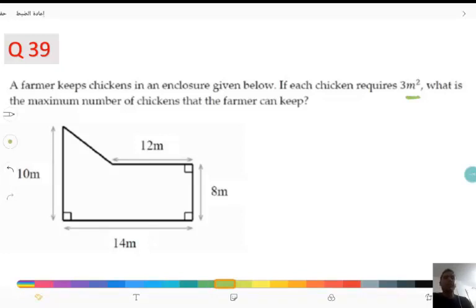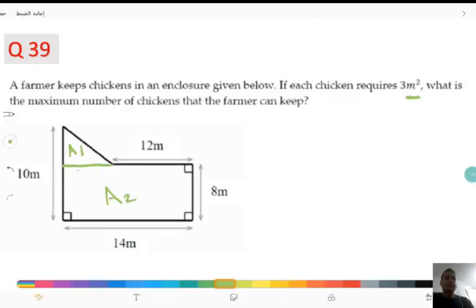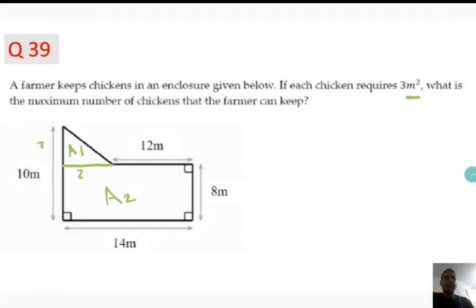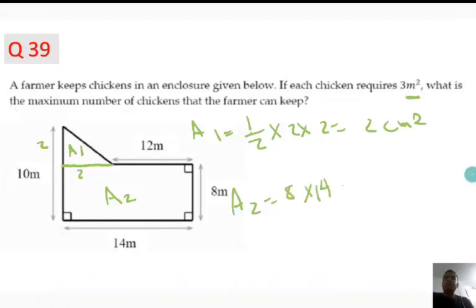And this is an irregular shape, so we have to divide it into two areas, A1 and A2. For A1, the base is 2 centimeters and the height is 2 centimeters. So area 1, the area of the triangle, is half times 2 times 2, which is 2 centimeters squared. And then area 2, the area of the rectangle, is 8 times 14, which is 112. So the total area equals 114 centimeters squared.